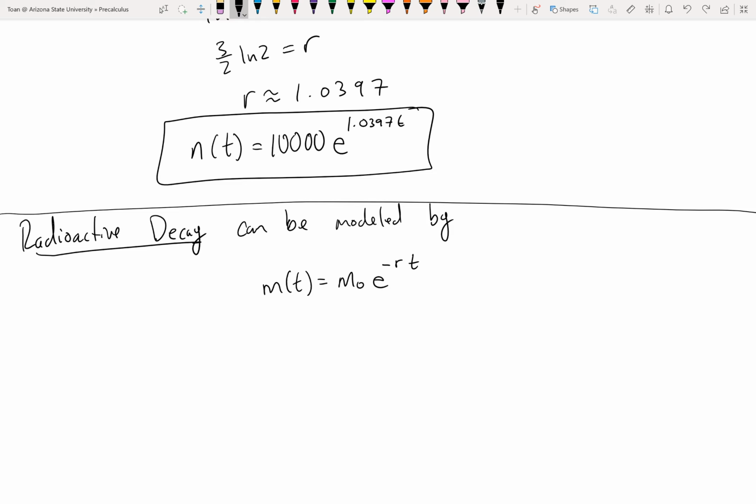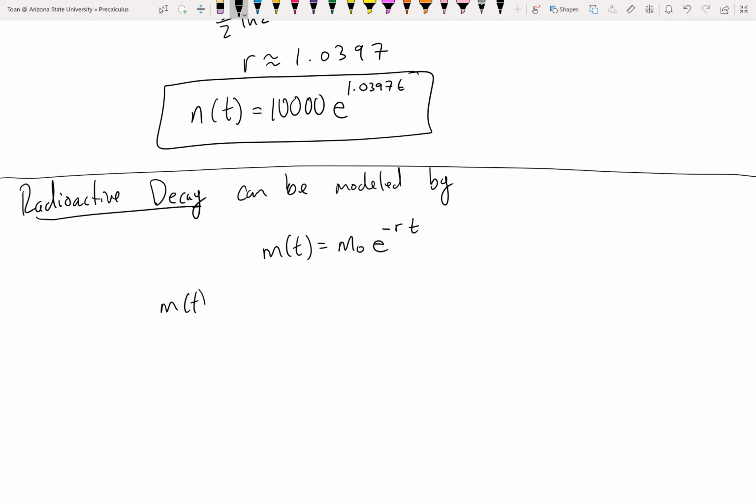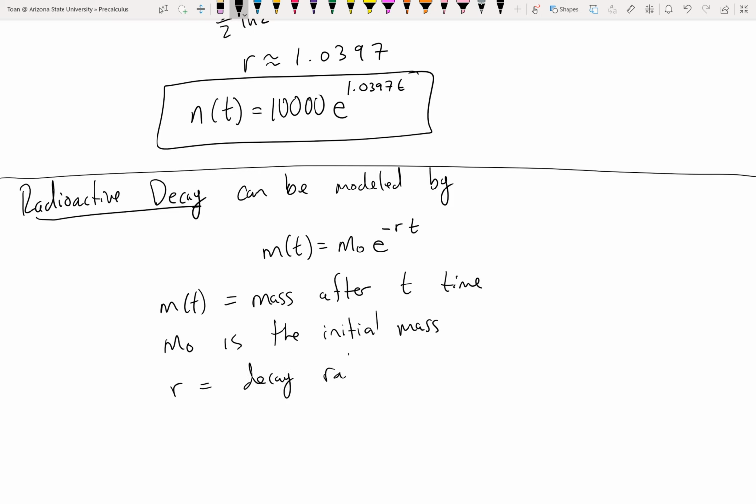All right, let's define what all these pieces are. M of t is the mass of the element or substance after t time. M sub naught is the initial mass. r is the decay rate, and t is the time. And as before, it's the same units as the r, be it days, weeks, years, months, seconds, and so forth.